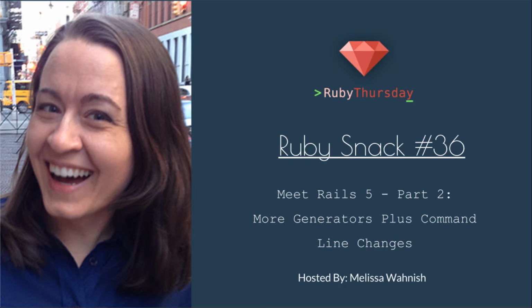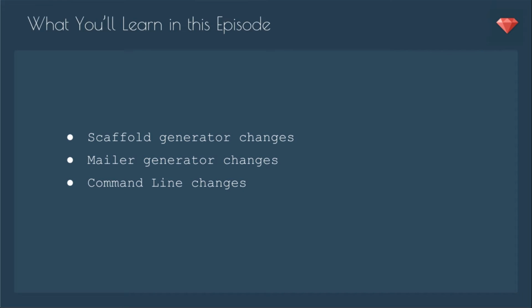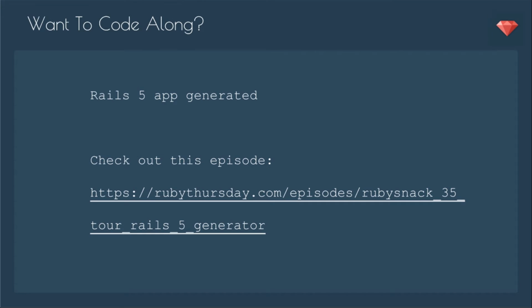This is RubySnack number 36, Meet Rails 5, Part 2, More Generators plus Command Line Changes. In this episode, you'll learn about the scaffold generator changes, the mailer generator changes, and other command line changes. If you want to code along, you just need a Rails 5 app generated.